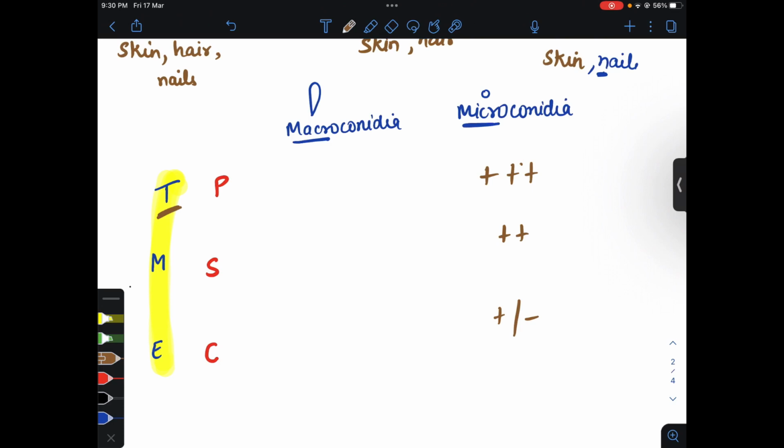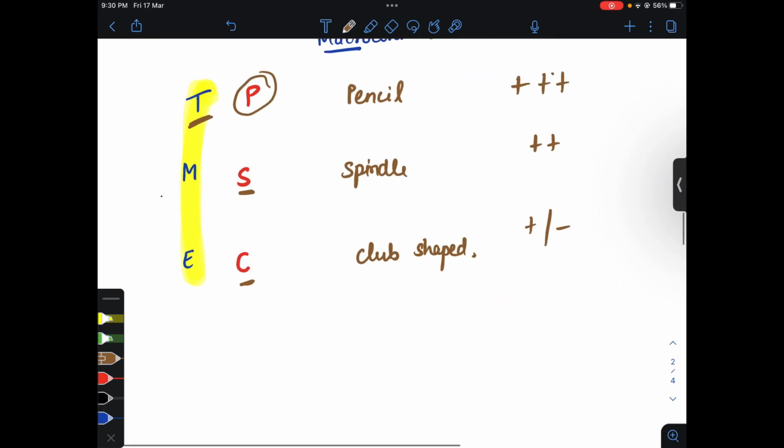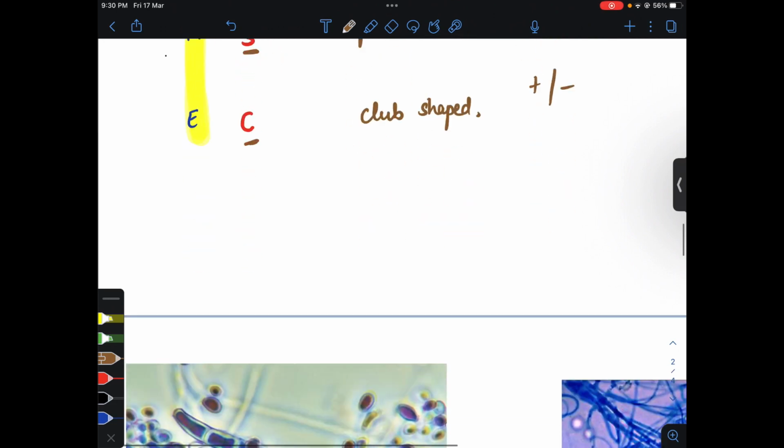That is the microconidia. Now in macroconidia we have to remember the shape: P represents the pencil shape of the macroconidia, S represents the spindle shape, and C represents the club shape. So these were the shapes in macroconidia and microconidia. Now let's move to the images, and I think now you can easily imagine.